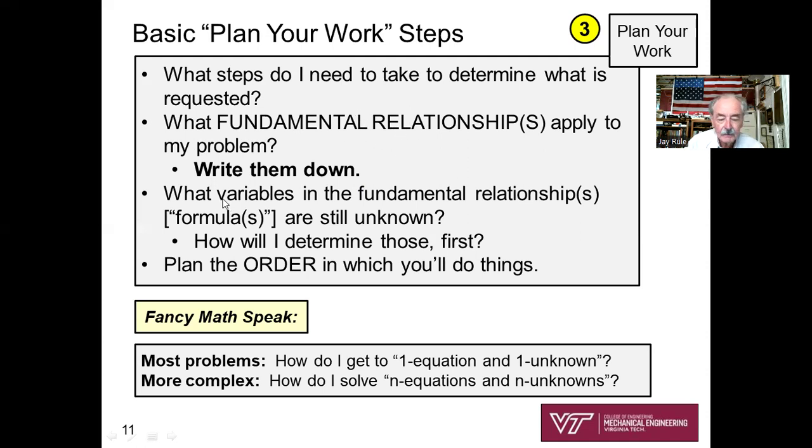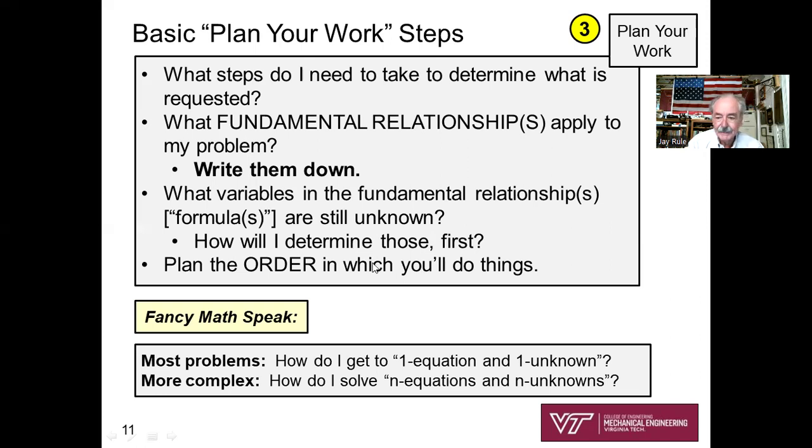Okay. Next thing is, once we've got that fundamental relationship, what are the variables in the formula? Are there any that are still unknown? And if so, how will I determine, in my fundamental relationship, if there's some things that still aren't known, that aren't what I'm looking for? How will I determine those first?